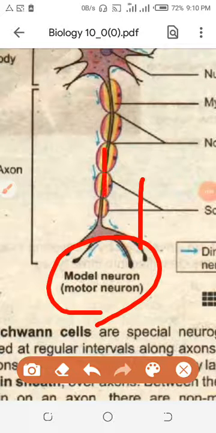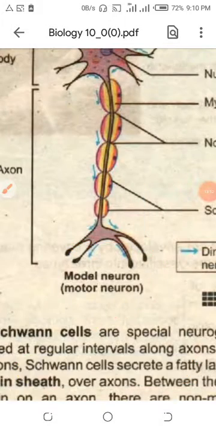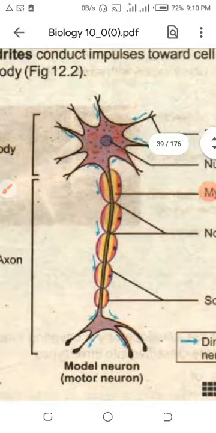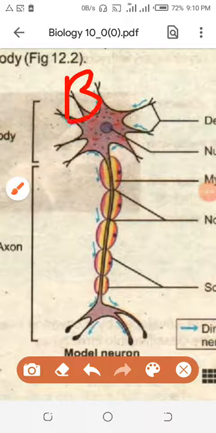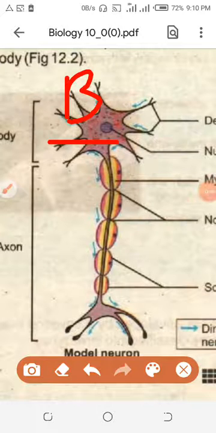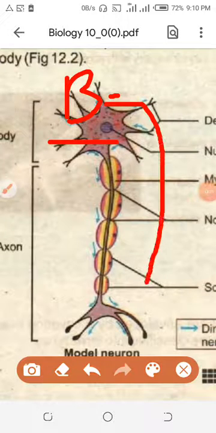So motor neuron will carry the message from the CNS, meaning the brain. I am telling you brain because the brain is an integral, important part of the central nervous system. Central nervous system equals, mathematically, brain plus spinal cord. But I am giving importance to the brain. Spinal cord importance I will tell you when it comes in the reflex section. So the brain carries the message. Motor neuron carries the message from the brain to effectors. Effectors mean muscles and glands.